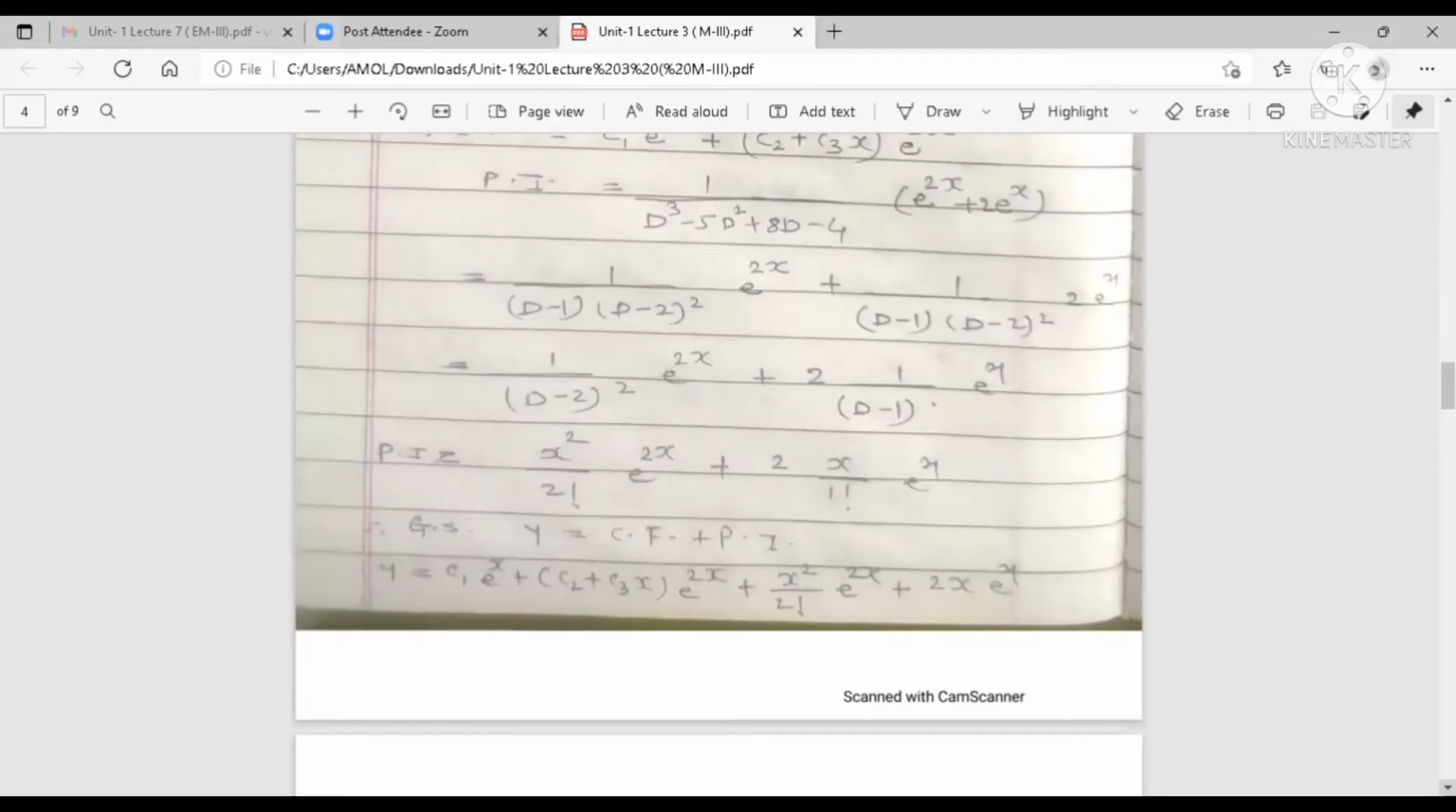Okay. So this is the PI, and the general solution is y is equal to CF plus PI. So you just add the complementary function and the particular integral, then you have the general solution here.